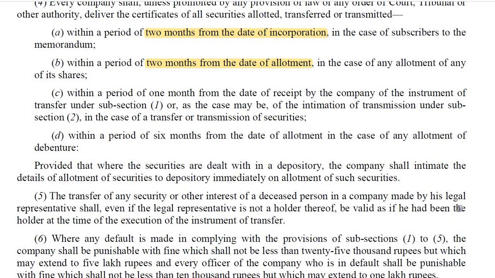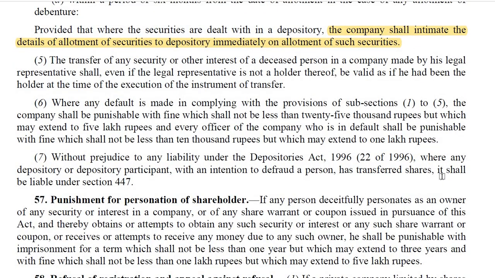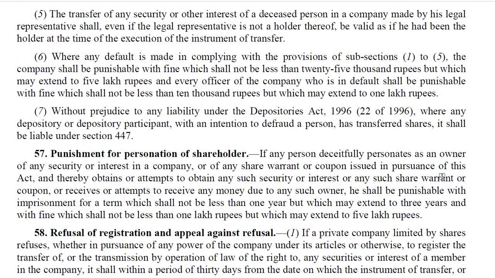Within a period of 6 months from the date of allotment in the case of any allotment of debenture, provided that where the securities are dealt within a depository, the company shall intimate the details of allotment of securities to depositories immediately on allotment of such securities. The transfer of any security or other interest of a deceased person in a company made by his legal representative, even if the legal representative is not a holder thereof, be valid as if he has been the holder at the time of the execution of the instrument of transfer.